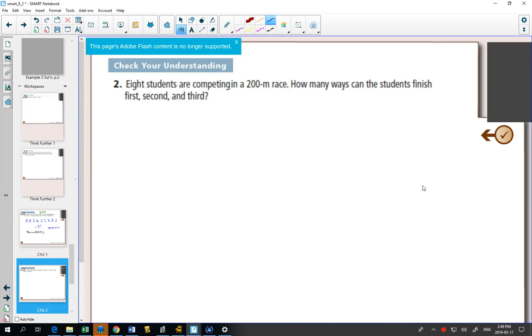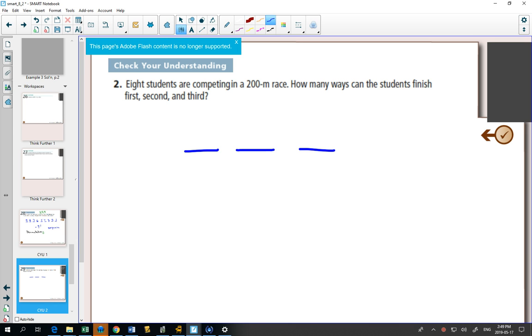8 students are competing in a 200-meter race. How many ways can the students finish first, second, and third? Well, this is a decisions question. There's 3 decisions that need to be made. You need to decide how many possible choices there would be for first place.